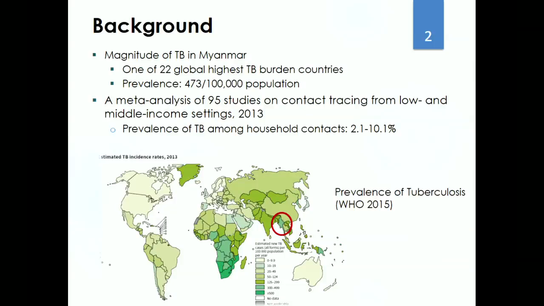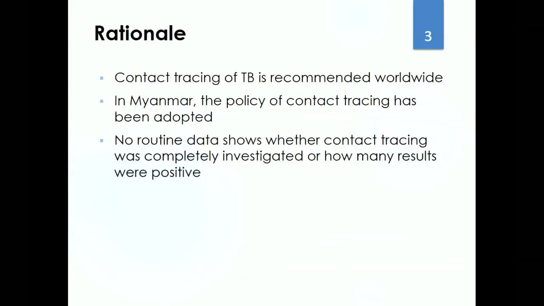Myanmar is one of the 22 global high TB burden countries with a prevalence of 473 per 100,000 population. A meta-analysis in low and middle income settings showed that the prevalence of TB among household contacts varied between 2.1 and 10.1%. Contact tracing for TB is recommended worldwide, and in Myanmar the policy of contact tracing has been adopted, but there were no routine data showing whether contact tracing was completely investigated or how many results were positive.